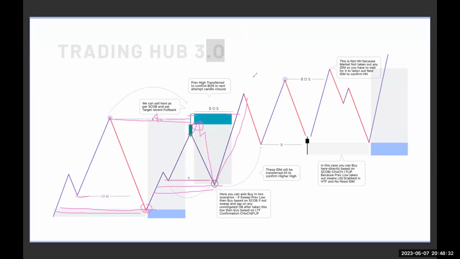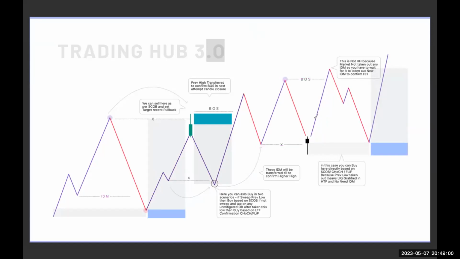Okay. In the next scenario, what happened here? The market continues going higher high. Again, the market just takes out the inducement and confirms the higher high. Here also you can buy based on single candle order block, which is already covered in a previous diagram on how you can deal with it. Simply, the next candle opens and on the third candle mitigation of this order block, you can buy here and target this high. Okay. So this is a simple process.